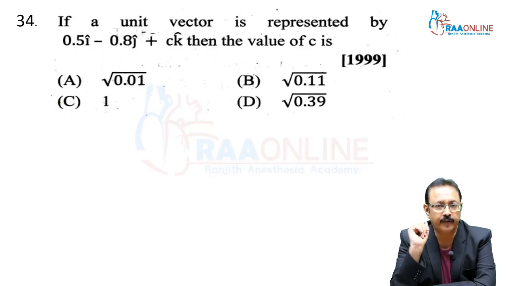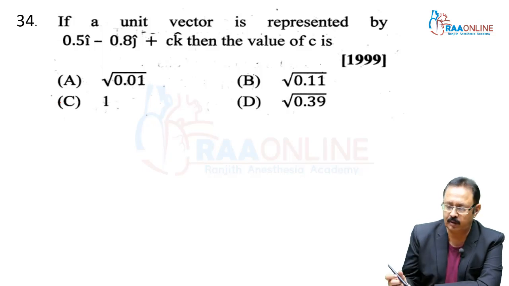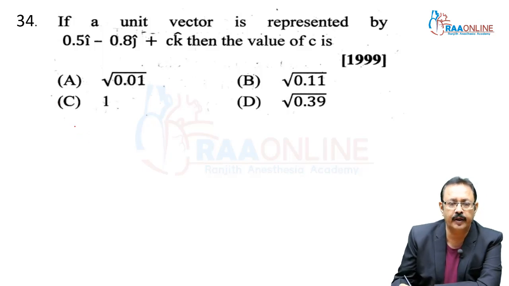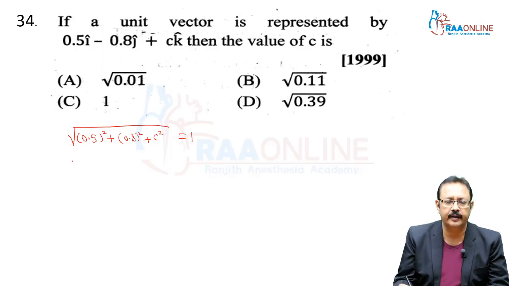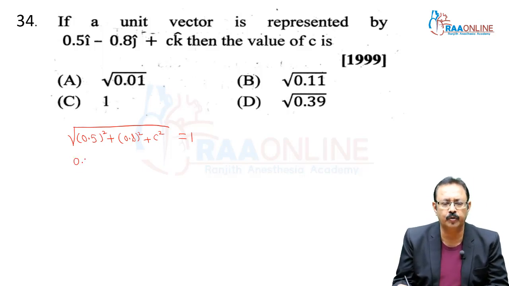its modulus should be 1, but its modulus is square root of 0.5 square plus 0.8 square plus c square, but it should be 1. So what we are getting? 0.25 plus 0.64.